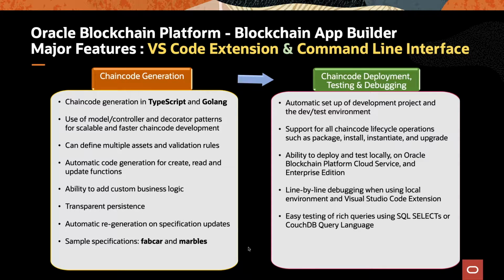Blockchain App Builder comes up with two different flavors: easy to use and intuitive GUI based VS Code extension, and lightweight command line interface for CI/CD integration. The major features for both the flavors are listed below. If you'd like to get to know more about the features, you can pause the video to get a hold on these features.